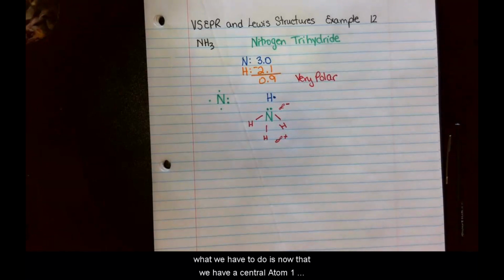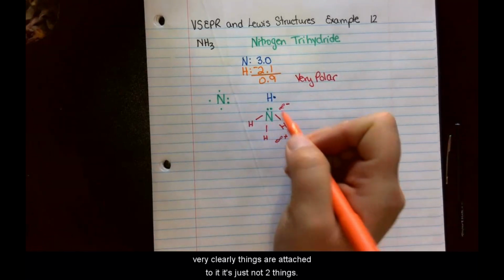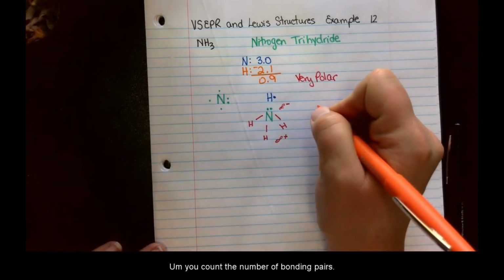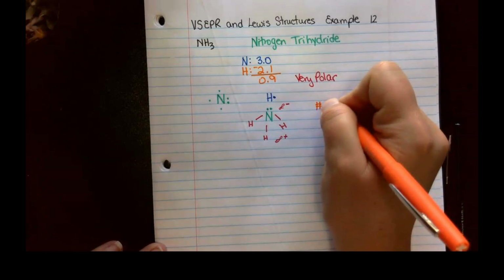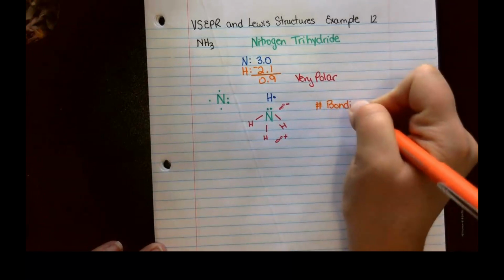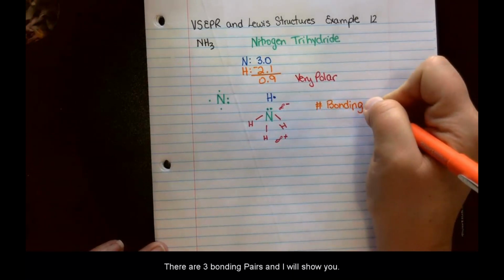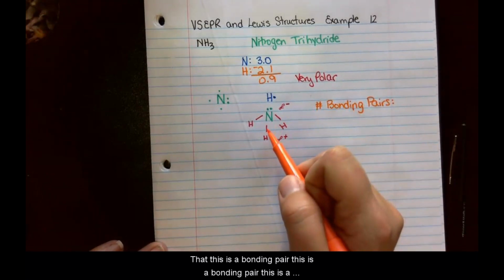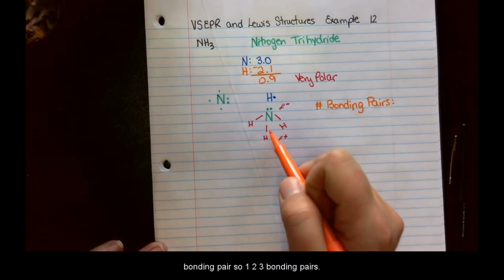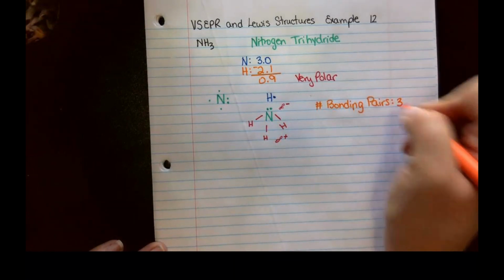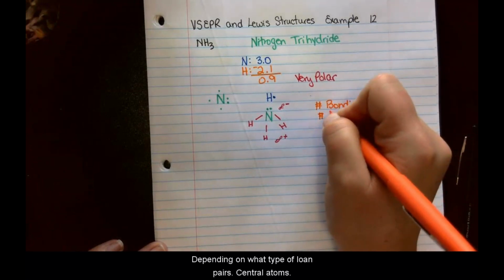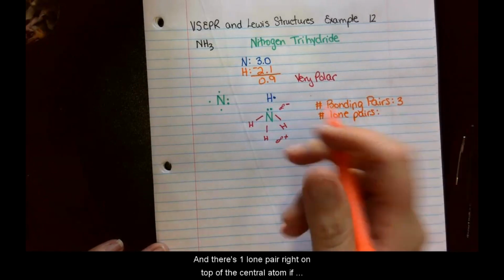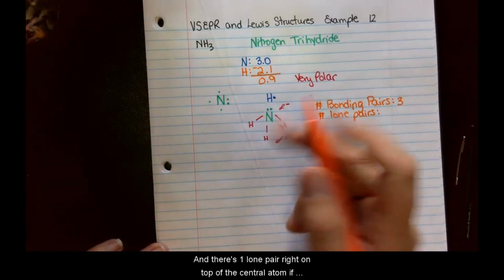Now what we have to do is, now that we have a central atom with things clearly attached to it, you count the number of bonding pairs. And there are 3 bonding pairs, and I will show you that this is a bonding pair, this is a bonding pair, this is a bonding pair. So 1, 2, 3 bonding pairs. And then you look at the number of lone pairs only on the central atom. And there's 1 lone pair right on top of the central atom.